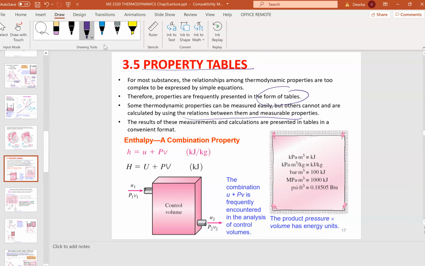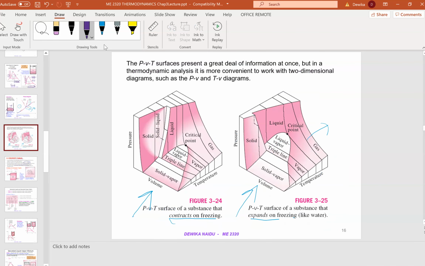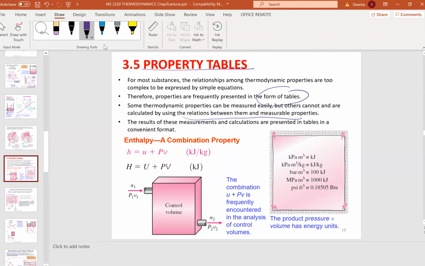Now, what is listed in the property table? All these values, which are in graphical form and very difficult to read from a graph, are actually fitted into tables. And this table actually obeys H equals U plus PV. I'll just show you one of the tables. We will go to the table.